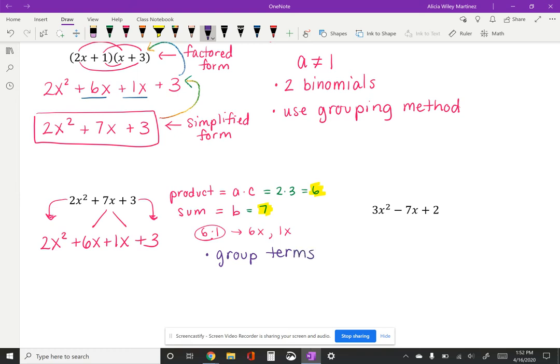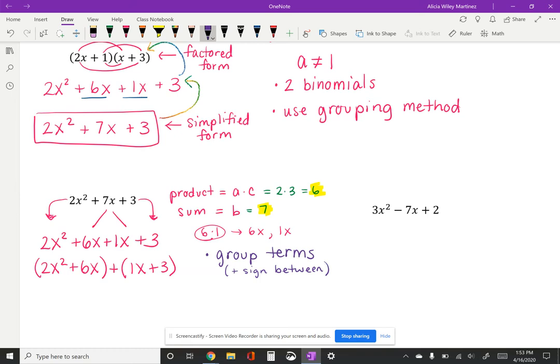When we group the terms, we literally take the first 2 terms, put them in a parenthesis, and we take the second 2 terms, and we put it in a parenthesis. We do need to make sure that we put a plus sign in between our 2 groups. There should always be a plus sign in between, never a minus sign. So I'm going to make a little note that you want a plus sign between.